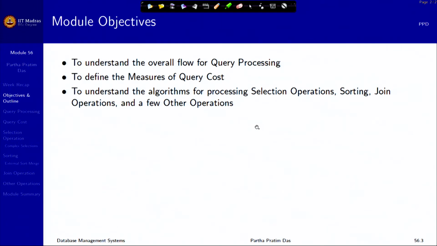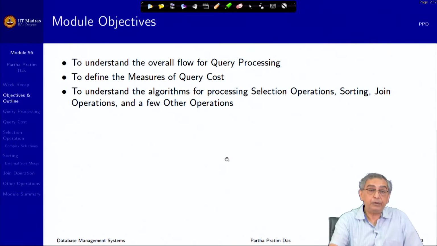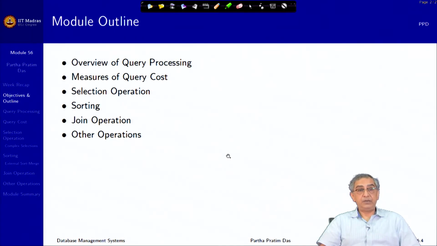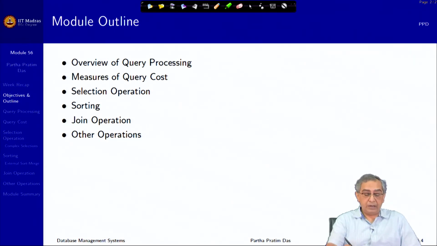In this module, we will start by understanding query processing. How does a query, an SQL query, flow overall in the system, what are the measures of cost, and how typically the different operations of selection, sorting, join, etc. can be done, and what could be the ensuing costs. In the next module, we will talk about how to optimize them based on this. So, these are the main points we are going to talk about in this module.